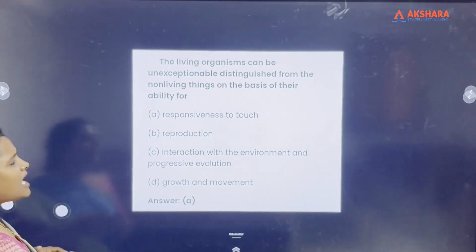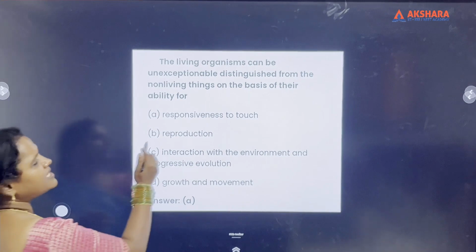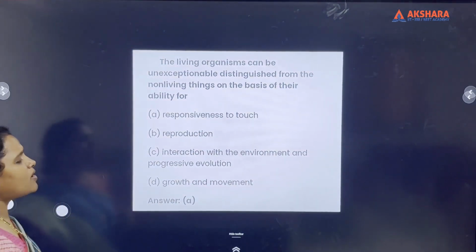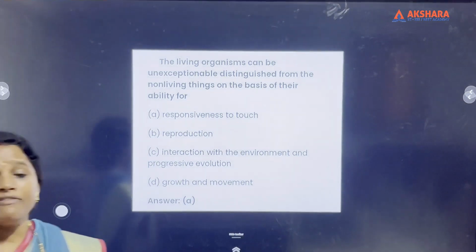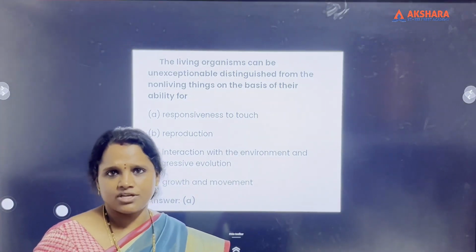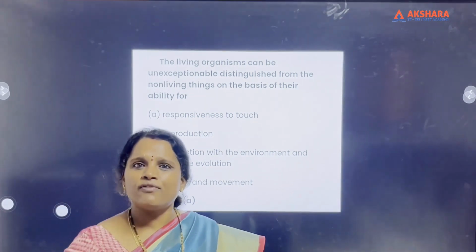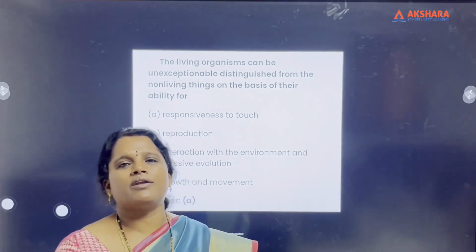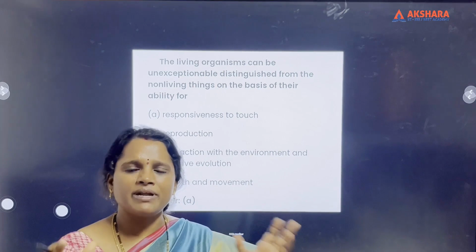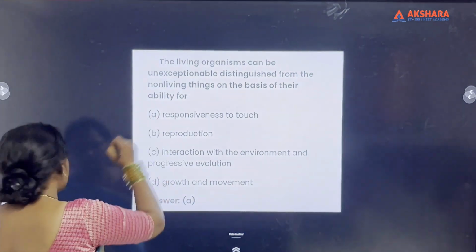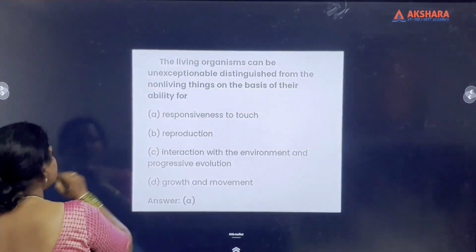So the living will have the basic characters. First one is responsiveness to touch. Every living organism usually will give a response towards a touch. Of course, a bench cannot respond to a touch, or a microphone will not respond to a touch, or any other non-living material will not show any response to a touch. According to our knowledge, this might be the right answer.